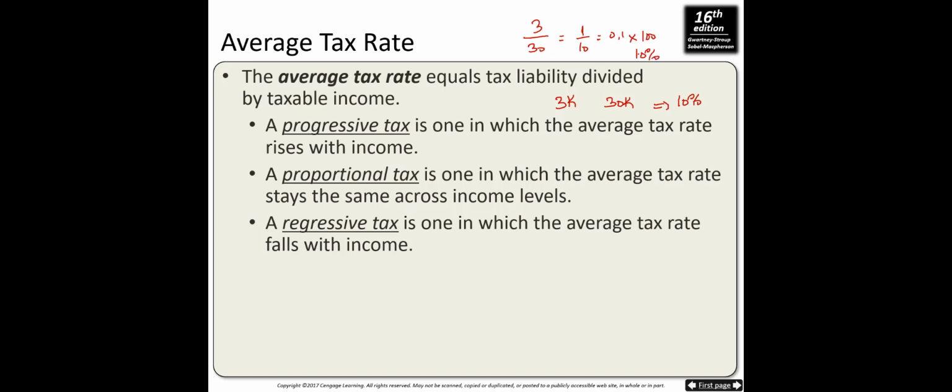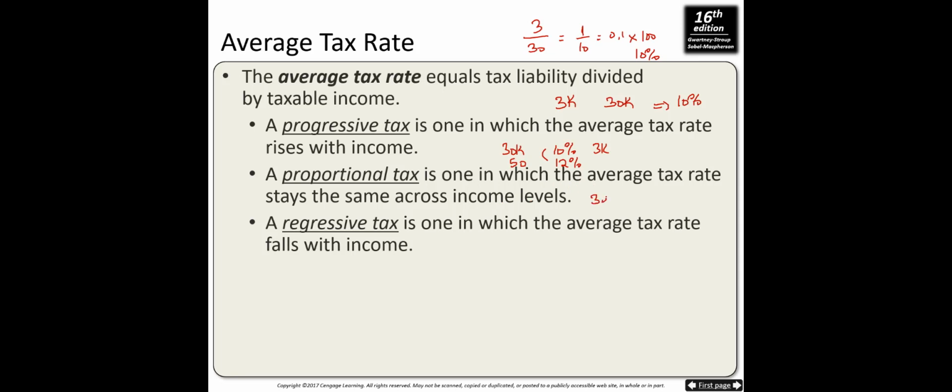A progressive tax is one in which the average tax rate rises with income. So you earn 30K this year, you pay 10% of your income, 3K, to the government. But let's say your income increases to 50K and you pay 12% of your income. So in that case, your average tax rate increases. That's called a progressive tax.